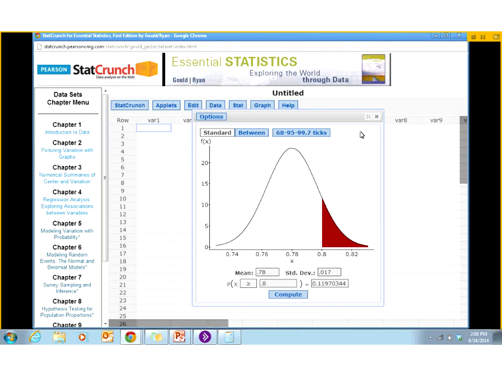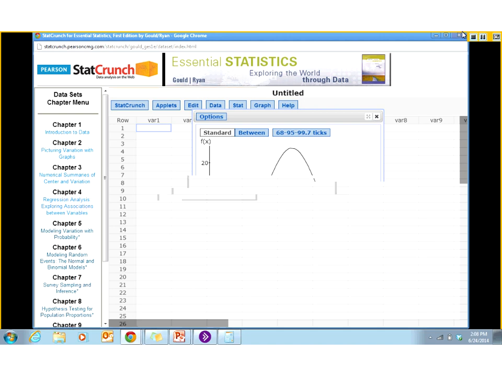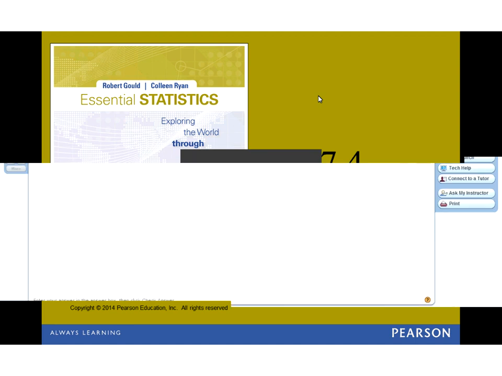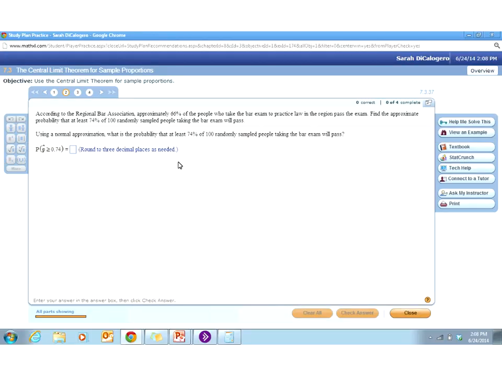All right, let's look at a problem or two from the homework. According to the Regional Bar Association, 66% of the people who take the bar exam to practice law in the region pass. Find the approximate probability that at least 74% of 100 randomly selected people taking the bar exam will pass.